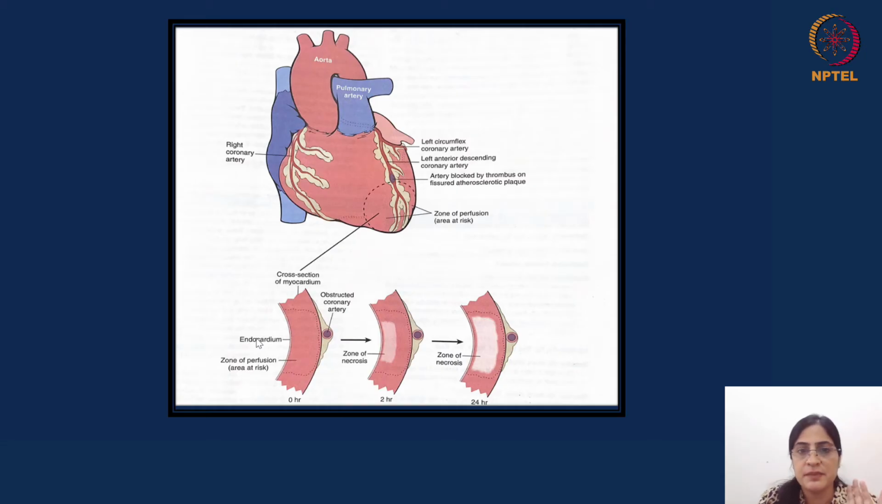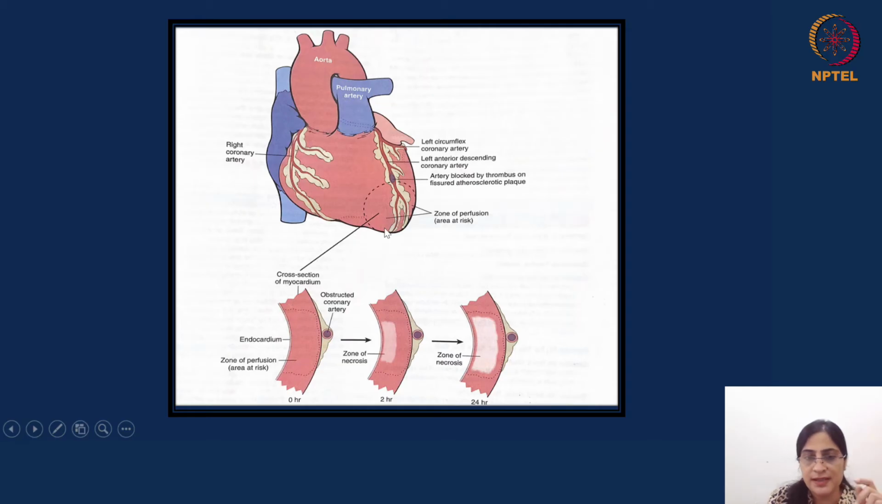So this is a diagrammatic picture which is showing that this is the left anterior descending branch of the coronary artery, which is completely blocked by the thrombus, and this is the area, the inferior part of the left ventricle, which is affected, and the septum of the myocardium. This area is at risk.